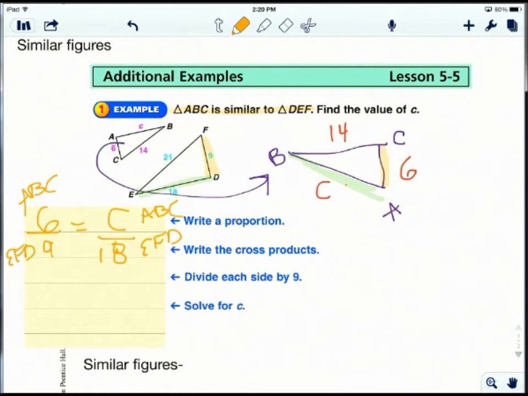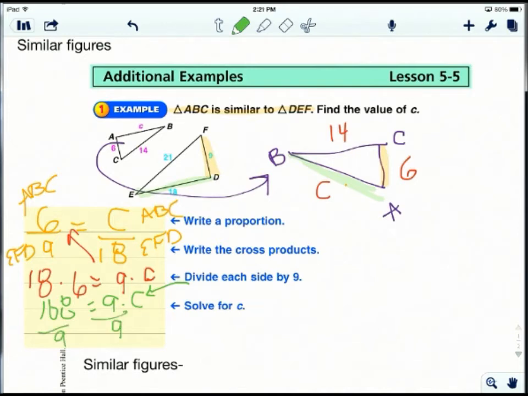Then the second step is going to be cross products, just like we've been doing normally. So that's going to be giving me 18 times 6 and 9 times C. Then I'm going to do my third step, which is to divide both sides by 9. Okay, so before I divide, though, I want to make sure I multiply 18 times 6, and so that gives me 108 equals 9 times C. And now I'm going to go ahead and divide. If I divide both sides by 9, I get my answer, which is C is equal to 12.